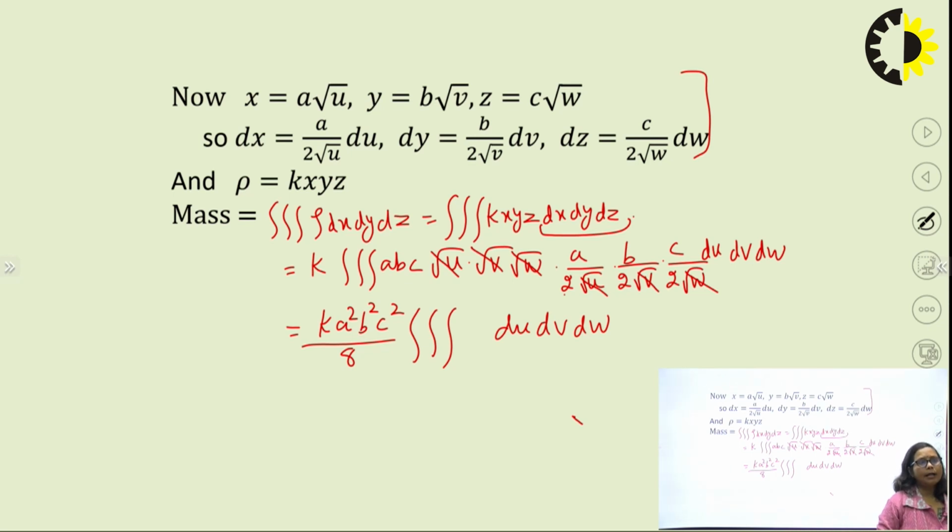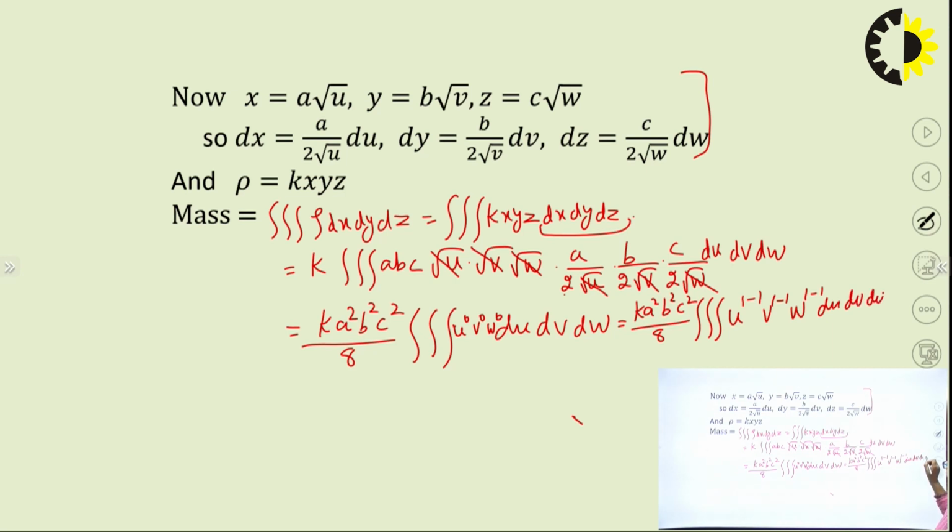But finally I have to write this in the form of u to the power l minus 1, v to the power m minus 1. But if I look at the powers of u, v, w, each of u, v, w is missing here. So I can write u to the power 0, v to the power 0, w to the power 0. And finally this is nothing but k a square, b square, c square upon 8 triple integral, u to the power 1 minus 1, v to the power 1 minus 1 and w to the power 1 minus 1 du, dv, dw. Right. So we are getting here the values l, m, n which are each 1, 1, 1.